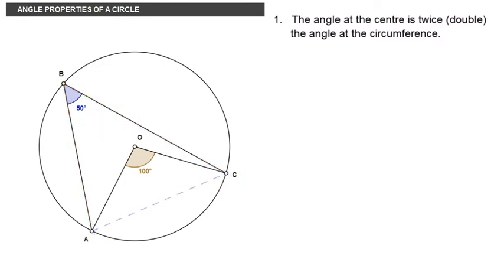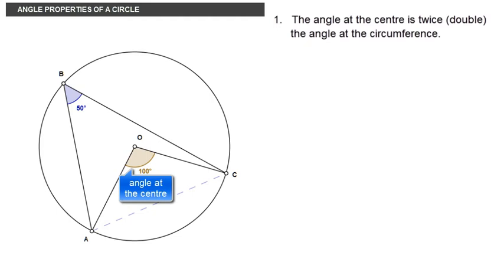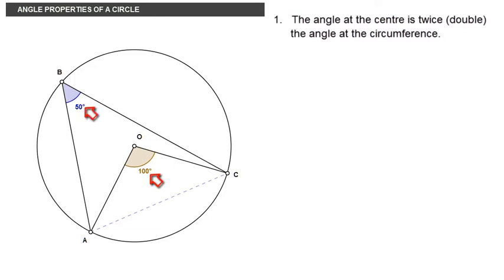The first property states that the angle at the center is twice, that is double, the angle at the circumference. In this accurate construction, the angle at the center is 100 degrees, and as per the first property, the angle at the circumference is half, that is 50 degrees.